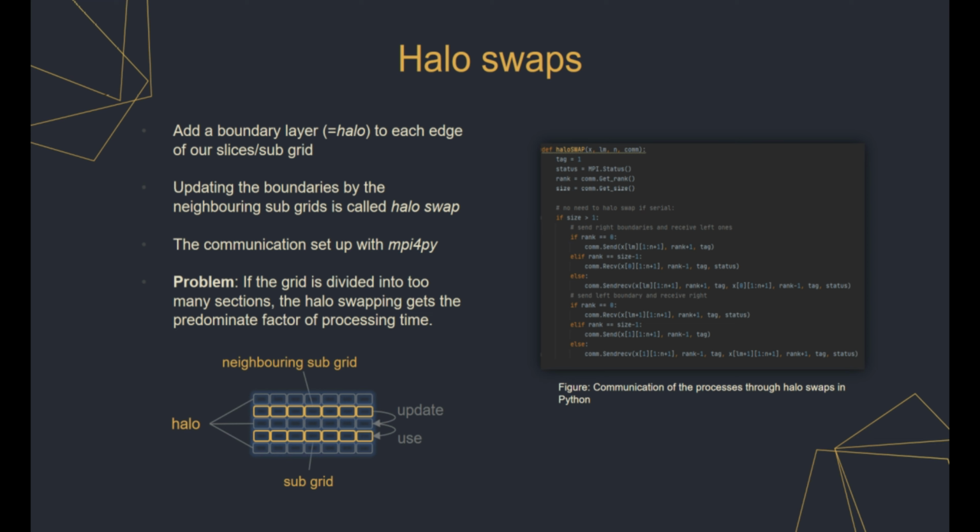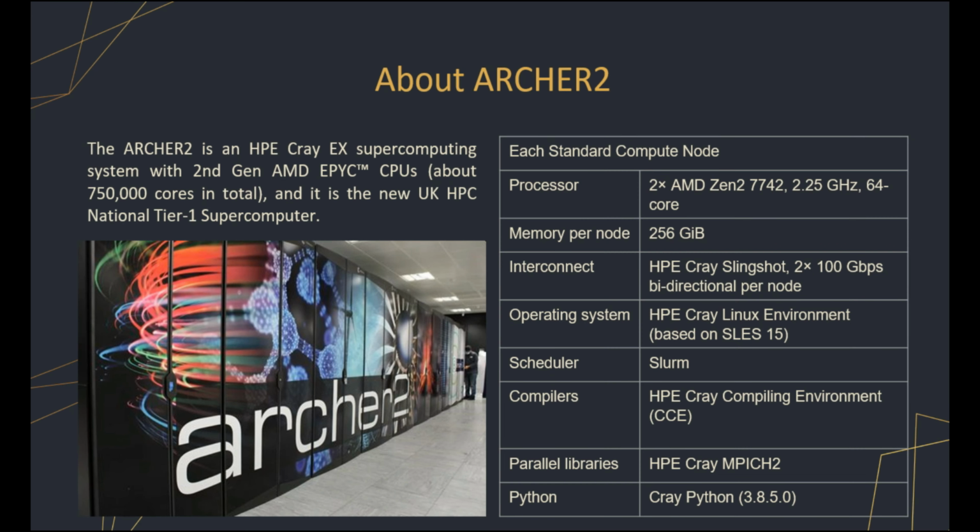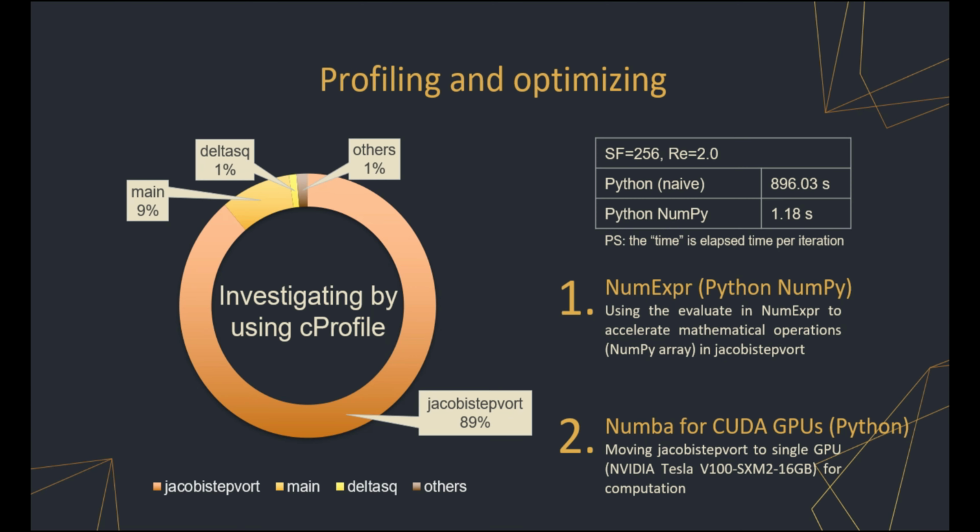You've seen how to parallelize with Python. Now let's go to the architecture we use. Our work is based on ARCHER2 and mainly uses the Cray compiler and Cray Python. We ran the Python programs and found that the NumPy version had better performance, and we analyzed that the hotspot function was jacobi step. Then we optimized the programs in two ways. One was to optimize the NumPy array computation using NumExpr.